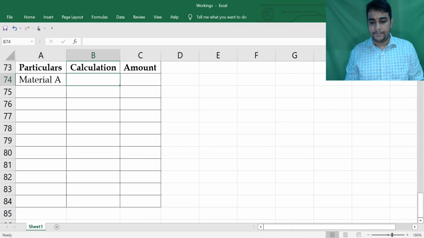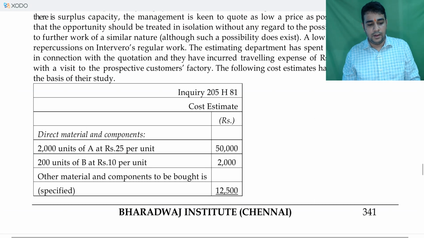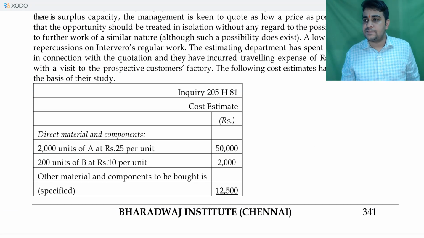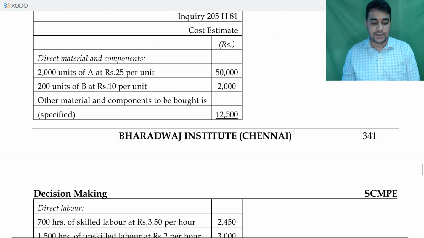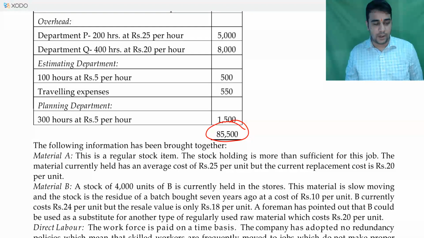Material A. I need 2000 units of material A. There is some extra explanation available. That extra explanation will let you know what is the relevant cost. How much is the relevant cost of material A? 20 per unit or rupees 40,000, because it's a regular stock item.